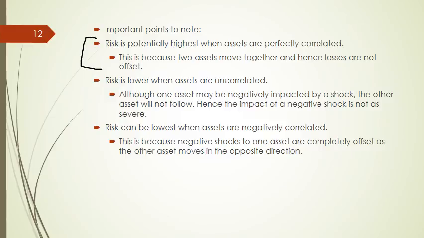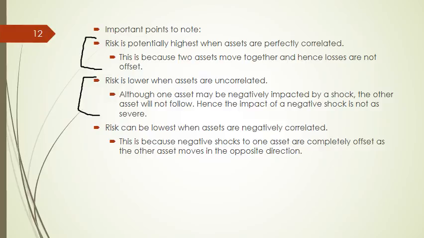Risk is lower when assets are uncorrelated. Although one asset may be negatively impacted by a shock, the other asset will not follow. Hence, the impact of a negative shock is not as severe. To some extent there is perhaps not an offsetting effect, an offset of returns, but returns are less variable because they do not move together. Hence the deviations from the expected outcome in the form of expected returns are lower.